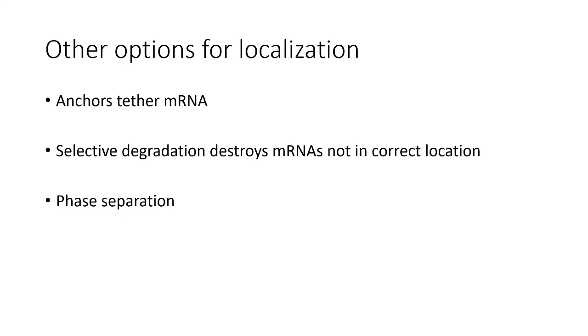Cells can also use selective degradation, and these, of course, will destroy any mRNAs that are not in the correct location, which will ensure that no molecules are astray from the proper placement in the cell. And last, we have phase separation.